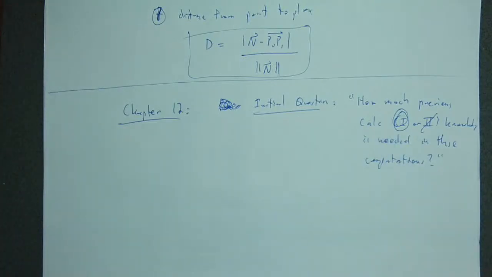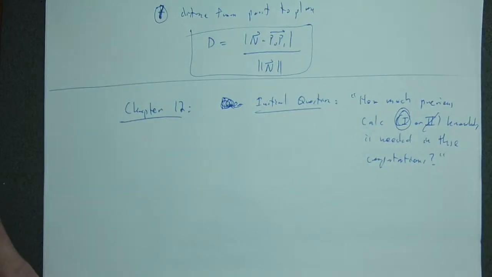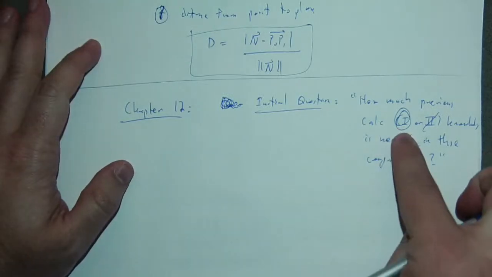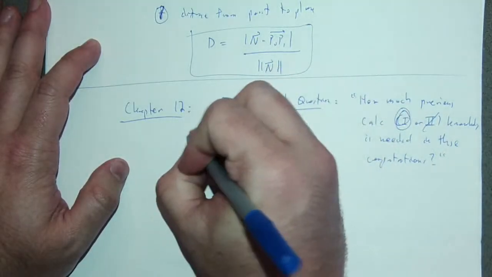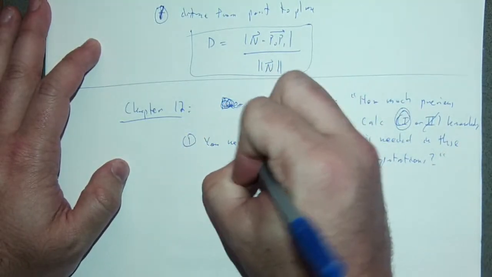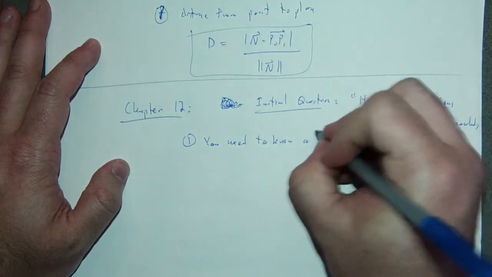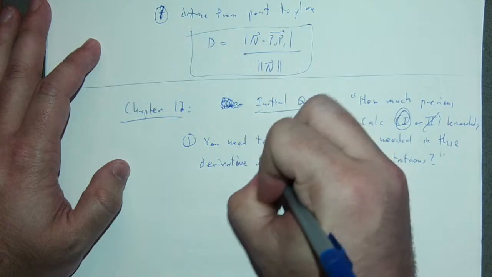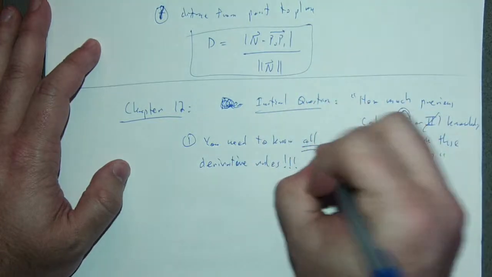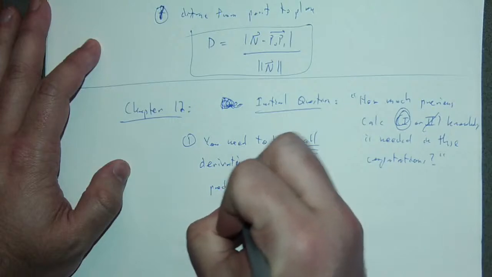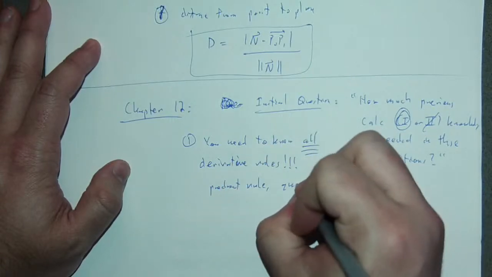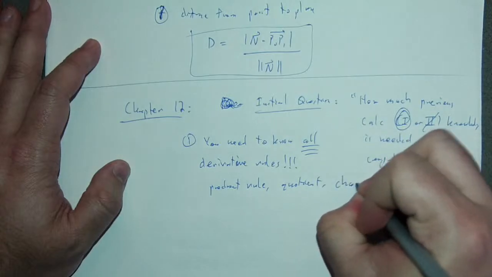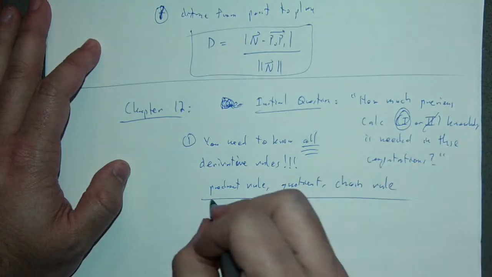What do you need to know in order to do these computations? As you've probably seen by now, a few things. You need the derivative rules. So one, you need to know all derivative rules. Cannot stress this enough. So product rule, quotient rule, chain rule. You need every single one of these.